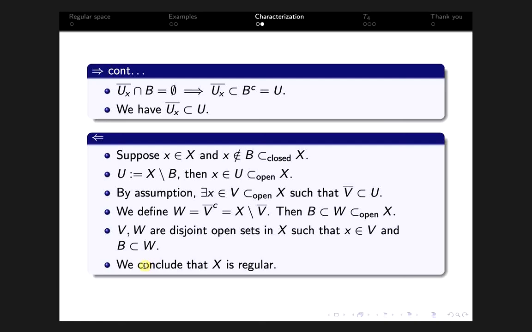Okay, this is the characterization theorem. This completes the proof of the characterization theorem.